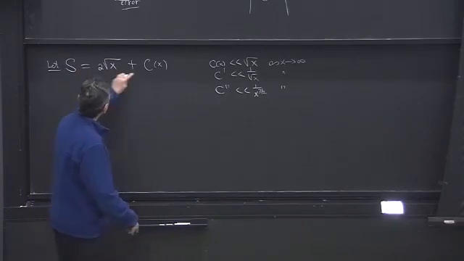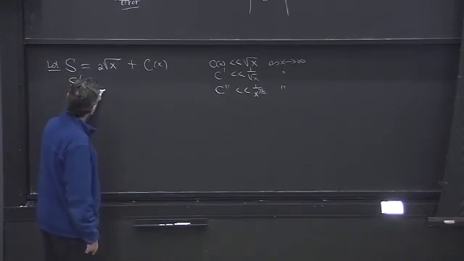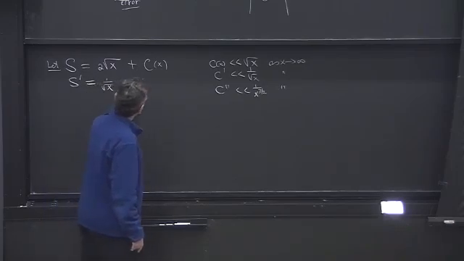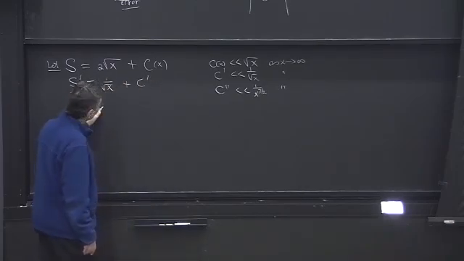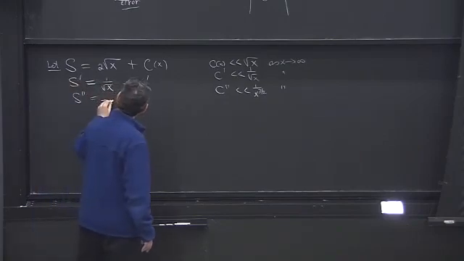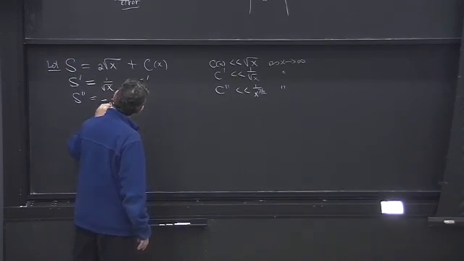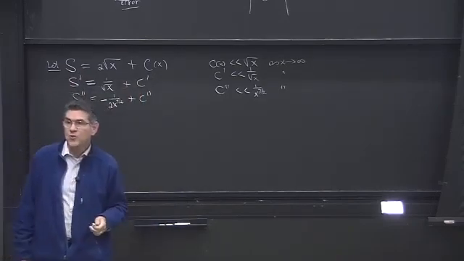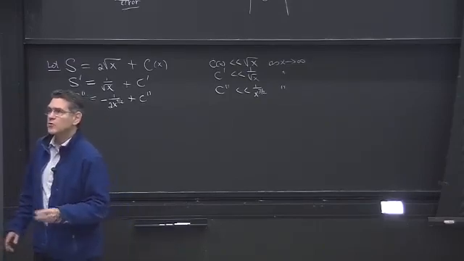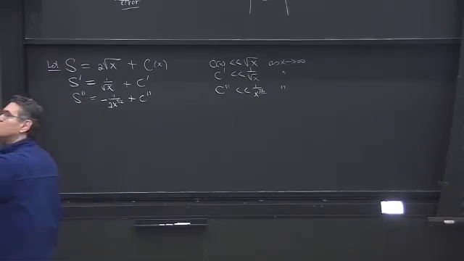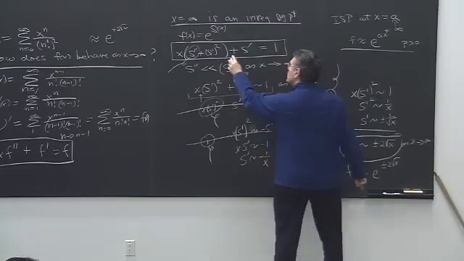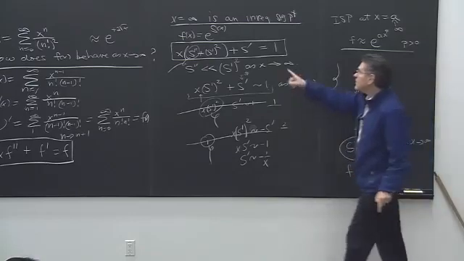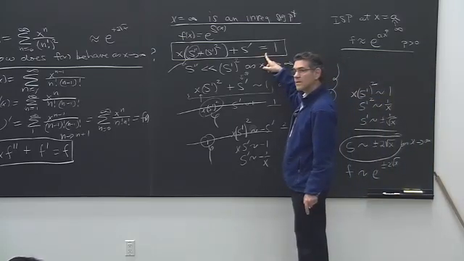Great. So if s is this, s prime is equal to 1 over the square root of x plus c prime. S double prime is equal to minus 1 over x to the 3/2 with a factor of 2 here, plus c double prime. All of these are equalities, okay? And the equation that we're trying to solve is this equation right here. So let's substitute this stuff into this equation. Got it? You see the calculation?